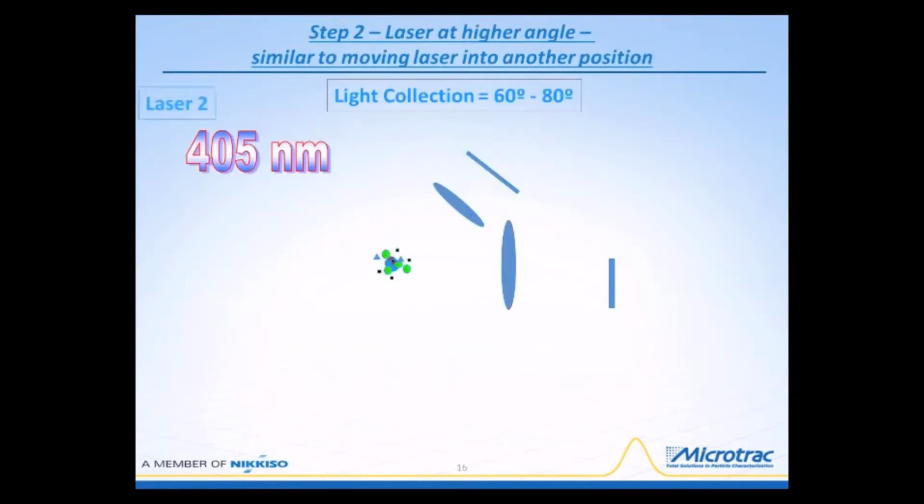Now, the next step in this is to illuminate the particles using a 405 nanometer laser at a different angle. So in effect, I'm starting to swing that laser, but without actually moving it, because the lasers are all in place and are not moved. So at this point, we're collecting more light from 60 out to 80 degrees, and we're starting to include the fine particles that are involved in the particle size distribution.